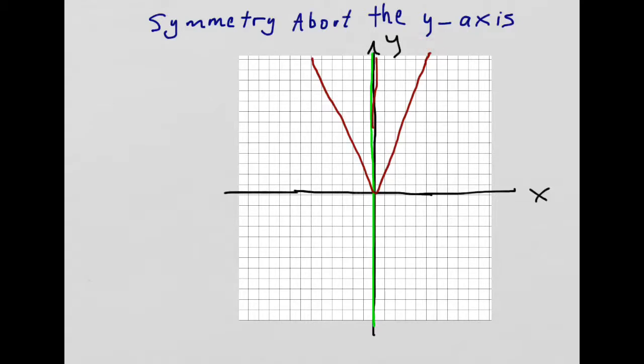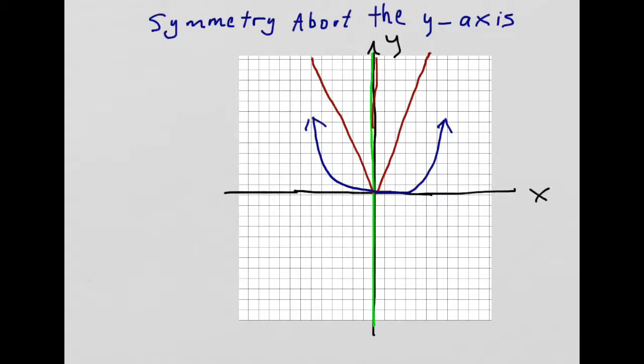Or you could have a function that looked like that, which would be symmetric about the y-axis. If you folded it up, it's not drawn perfectly, but this piece of it would lie right over top of this piece.